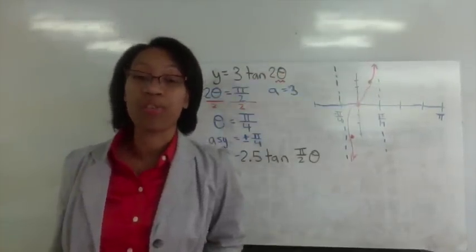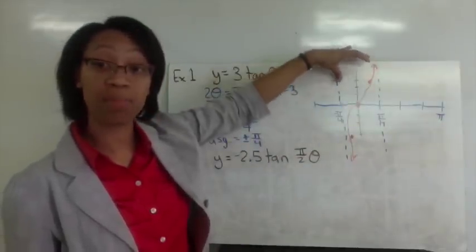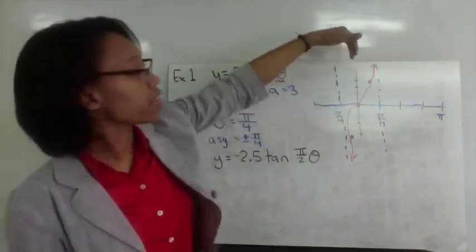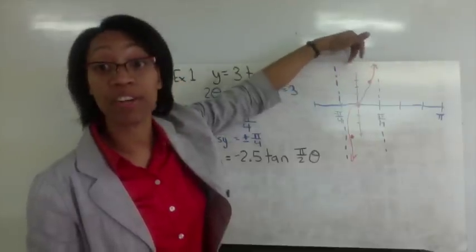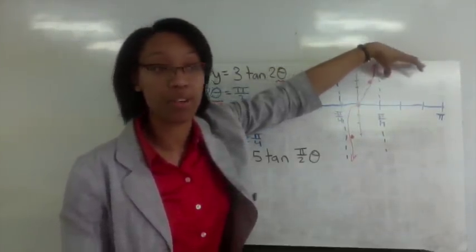Okay, let's try to draw another cycle. If I want to draw another cycle, I'm going to have to repeat the same shape over and over. So it would be nice if I knew what the period is. How wide is the graph from here to here? So if I can know the period, then I can repeat that same distance over and over.